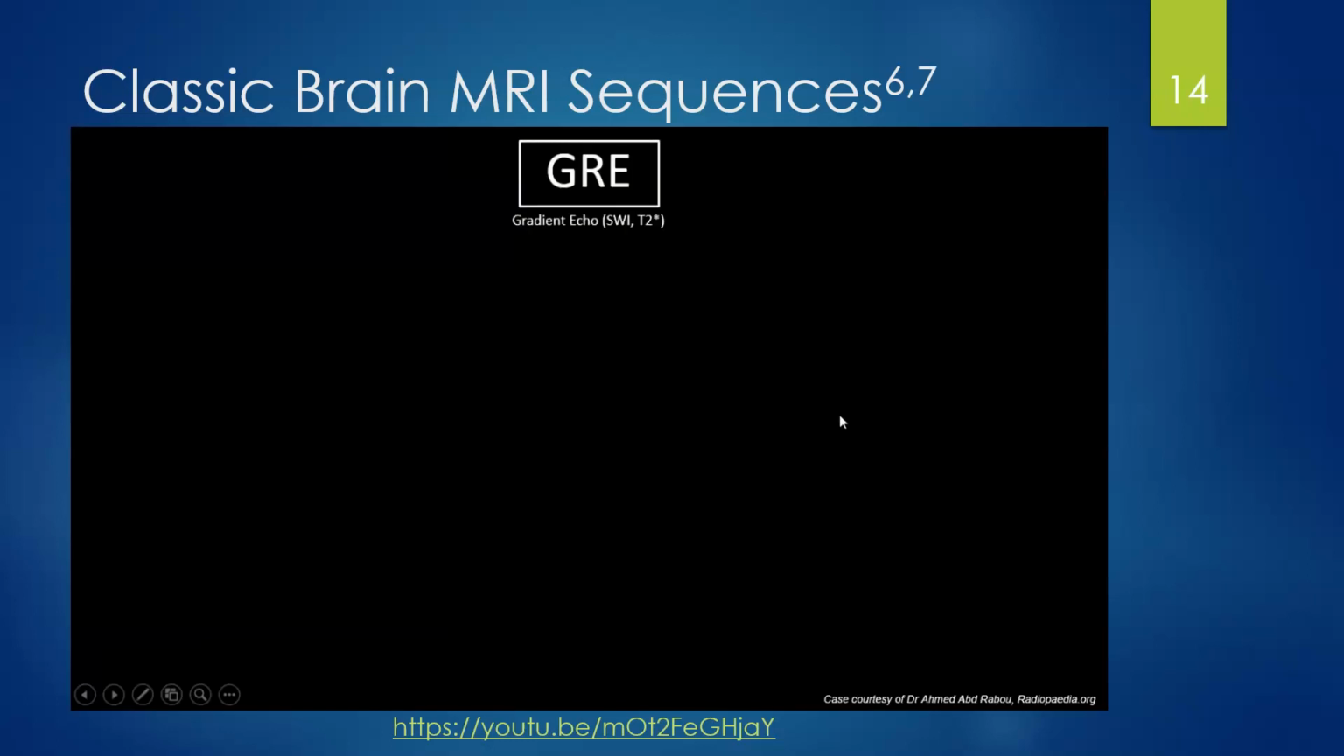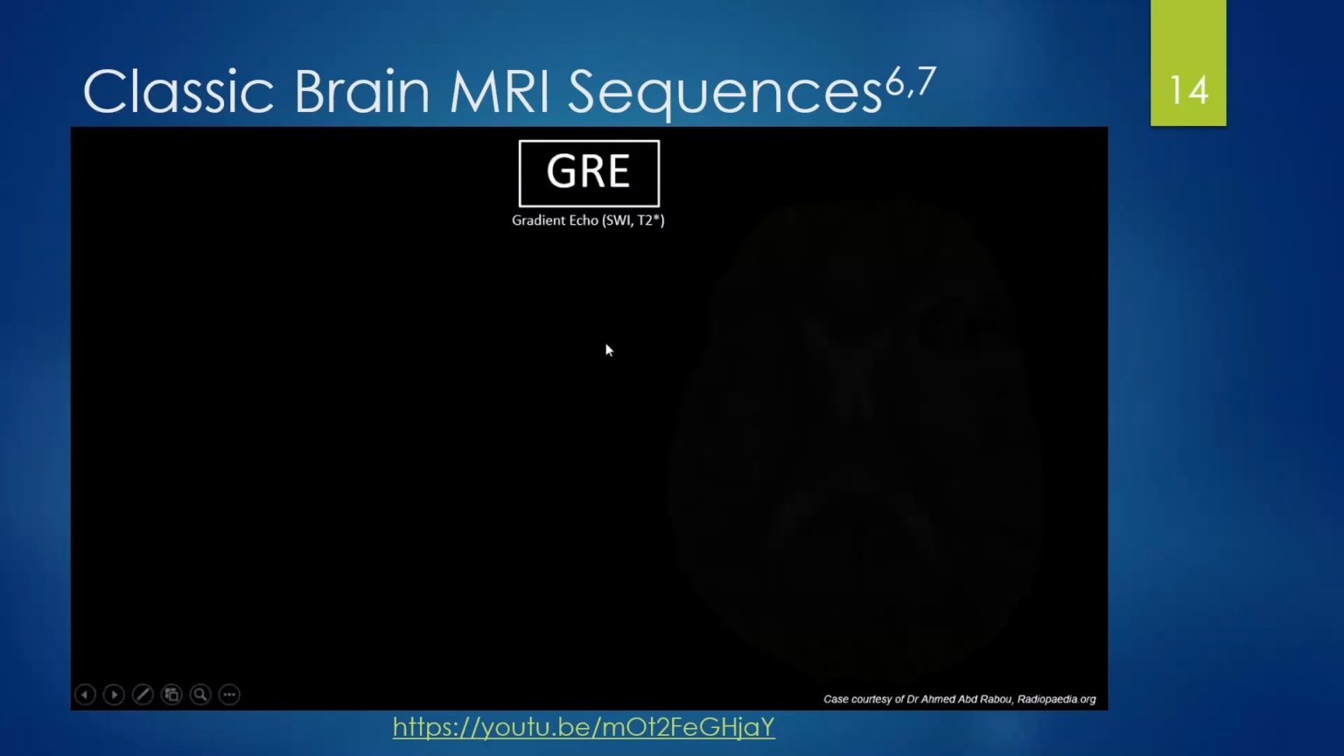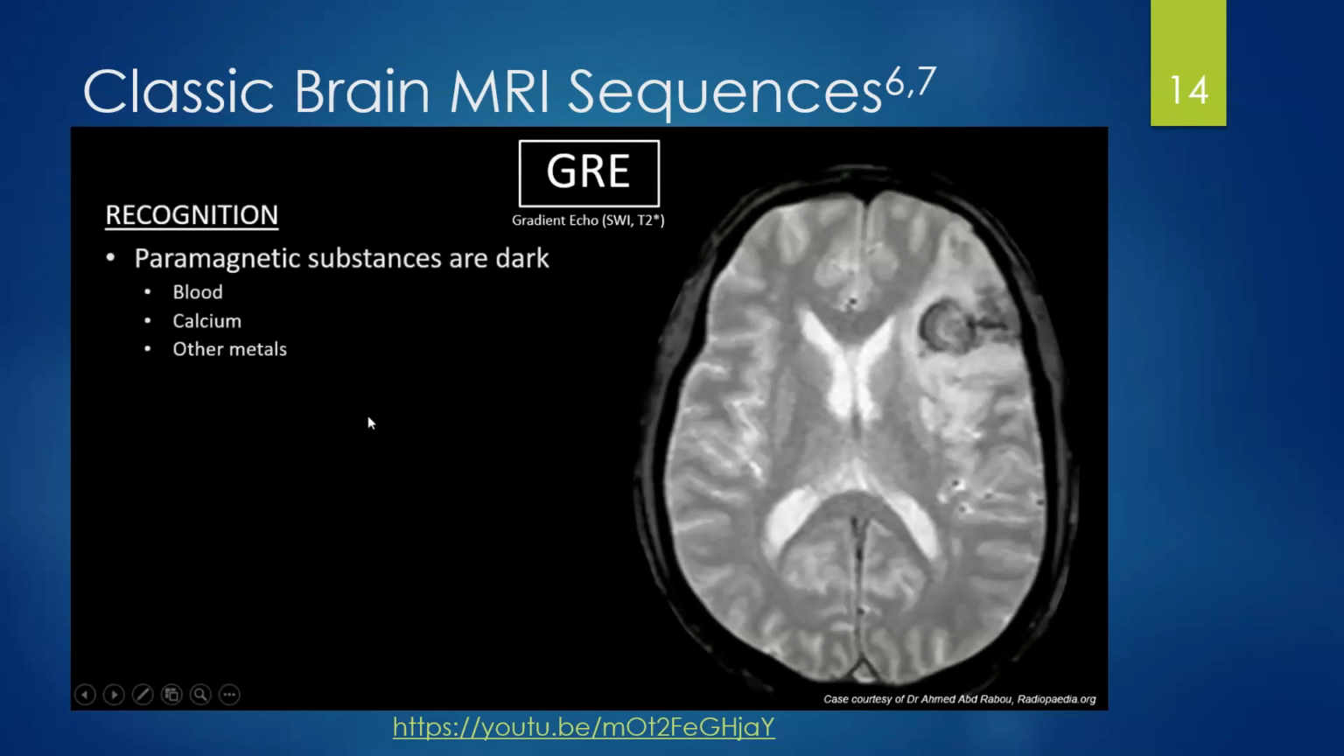Moving on to GRE, or gradient echo. You'll also hear this referred to as susceptibility weighted imaging, or T2 star. Technically these are different sequences, but for the purposes of our talk, we're just going to consider them all as one. So here's our GRE image, and how do we recognize it? Metals are dark, so things like blood, calcium, other types of metals are going to show up on GRE. And what do I mean by other metals? Well, there have been cases, for example, of Wilson's disease where we actually can pick up on the copper deposition in the brain.